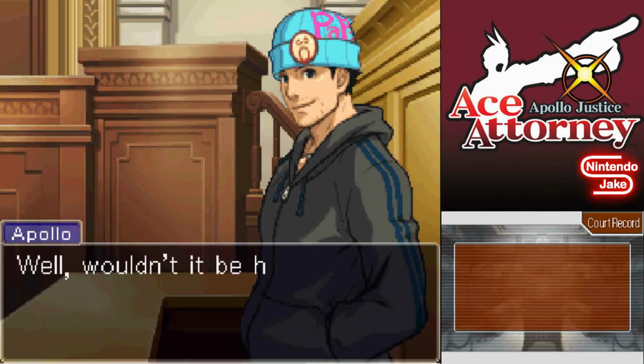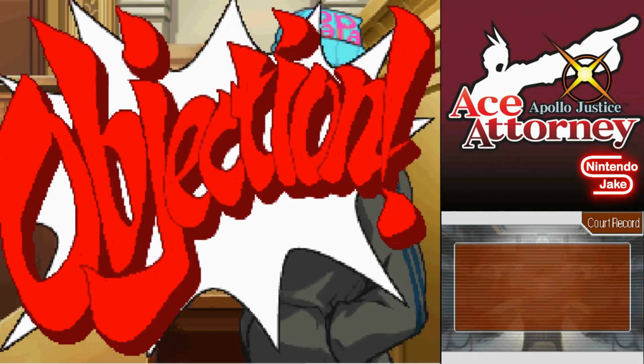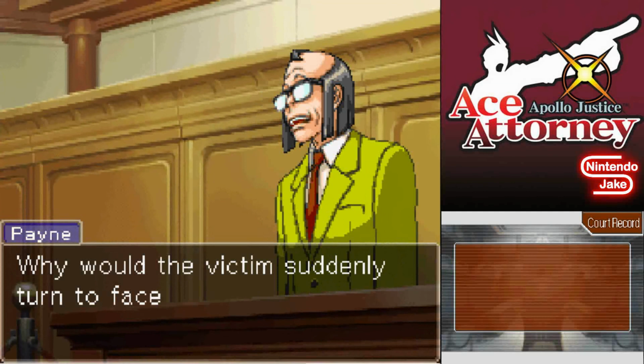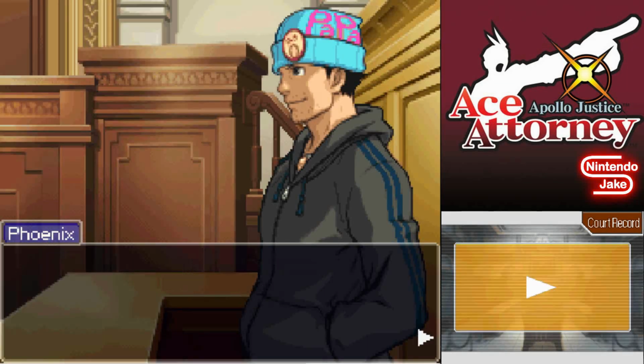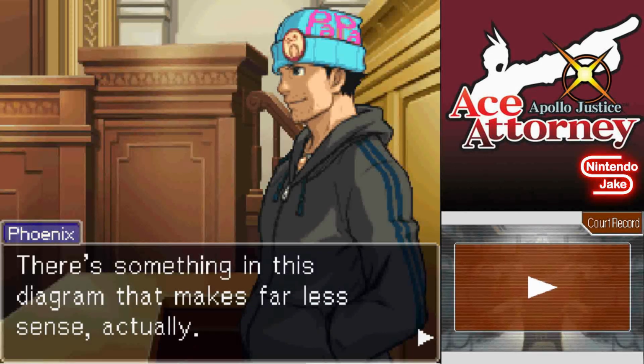Indeed. Well, wouldn't it be hard for the killer to hit him from the front, seeing where his indicator currently is? I think it'd be quite hard, yes. Yes, but what you're saying makes no sense. Why would the victim suddenly turn to face the wall in the middle of a game? We have a sufficient reason that will soon come to light. What? There's something in this diagram that makes far less sense, actually.